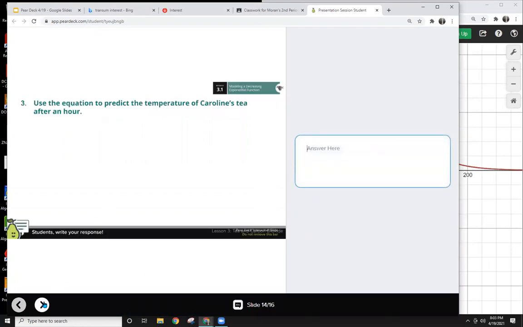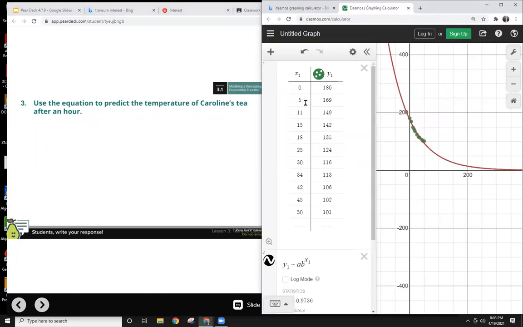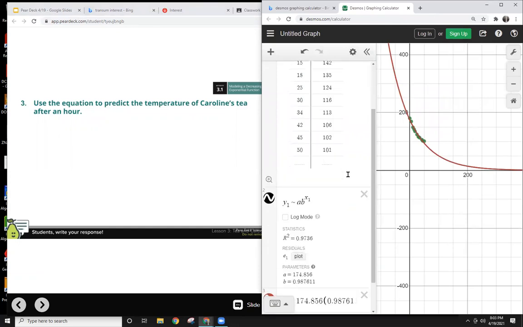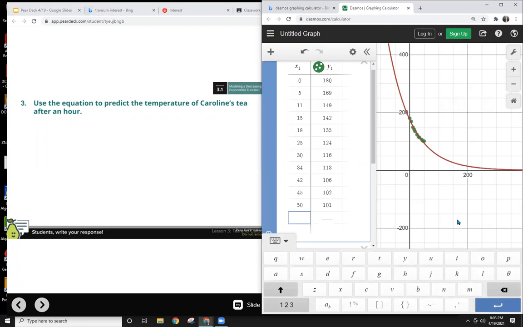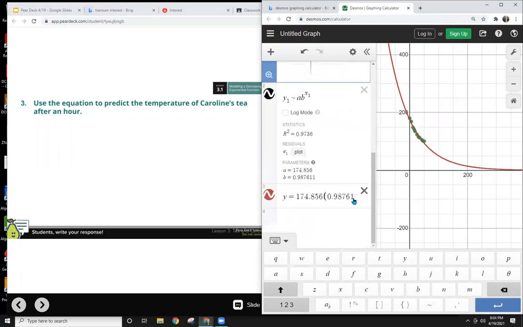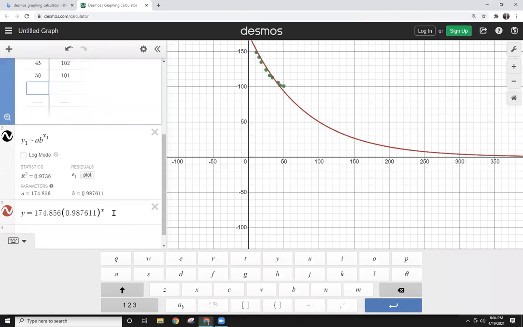Okay, use the equation to predict the temperature of Caroline's tea after an hour. So let's go back. What will be the temperature for her after 1 hour? After 1 hour will be 60 minutes. Well, this is pretty simple. I think we can type in 60 right here and see, oh, it won't give us the number for this. Okay, so let's type it in on the equation then.